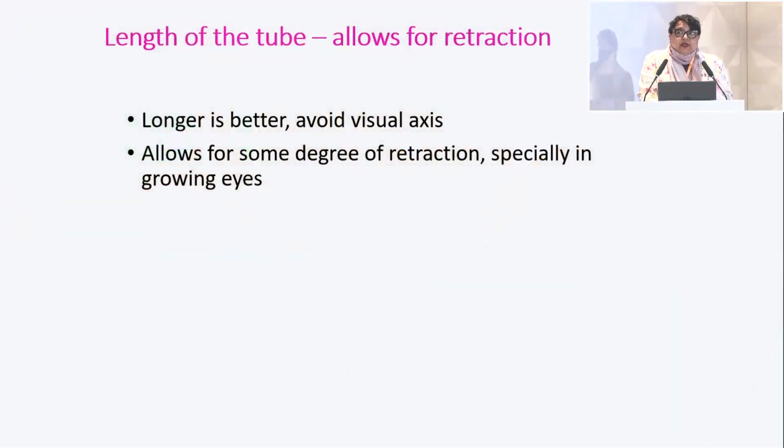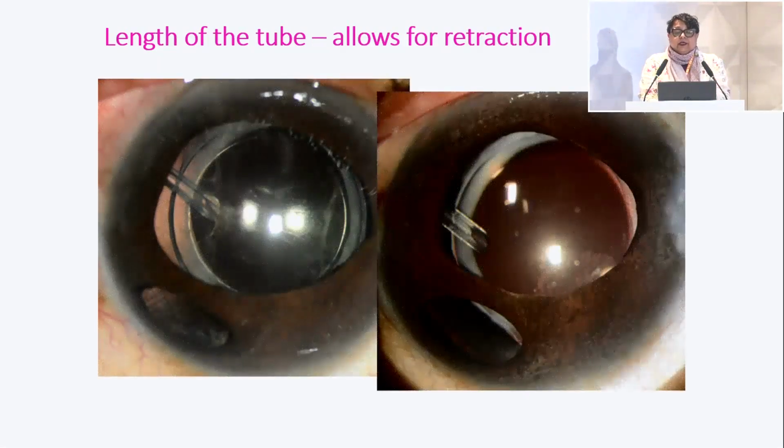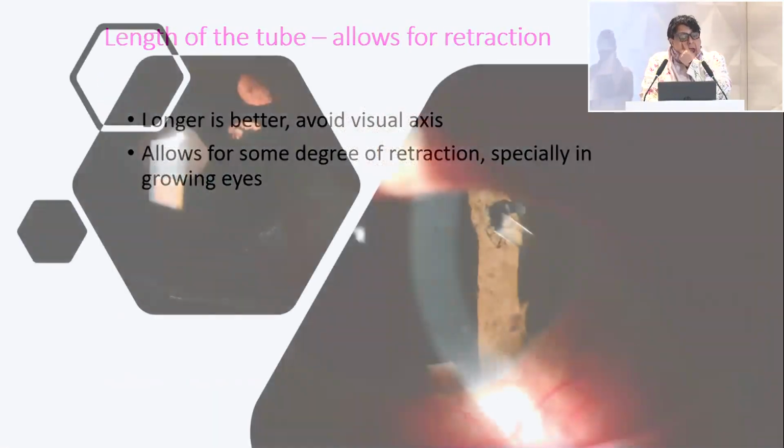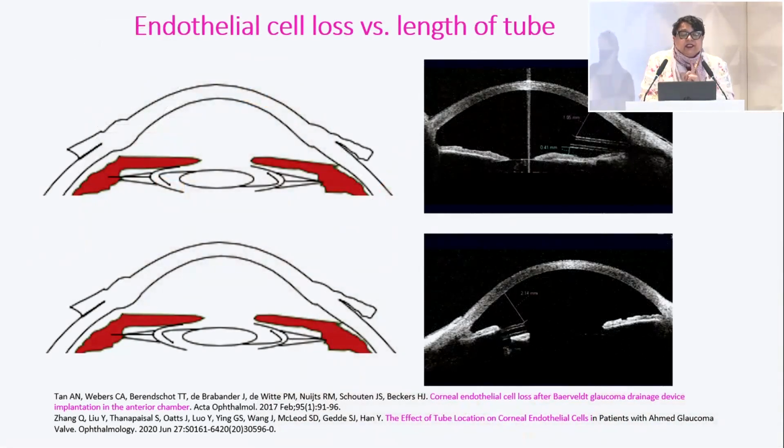There is retraction. Please remember, there is retraction. So longer is better. Here you can see in an ICE syndrome patient, the tube has retracted. Why is longer better? Longer is better because endothelial cell loss will occur where the tube enters the AC or the sulcus.